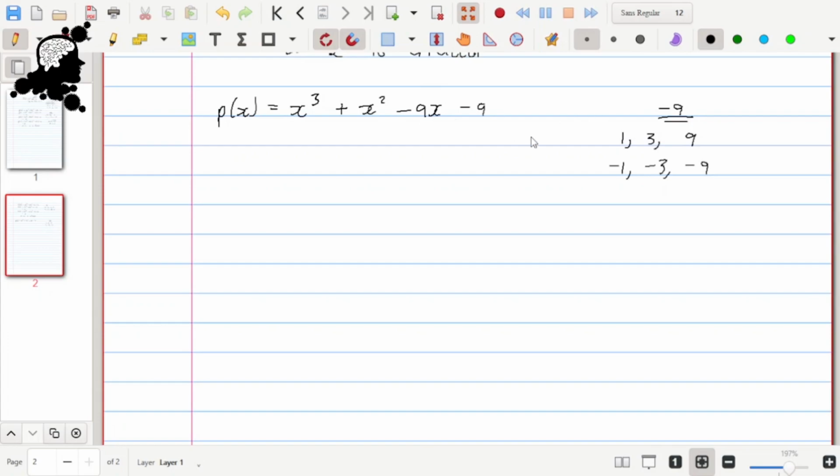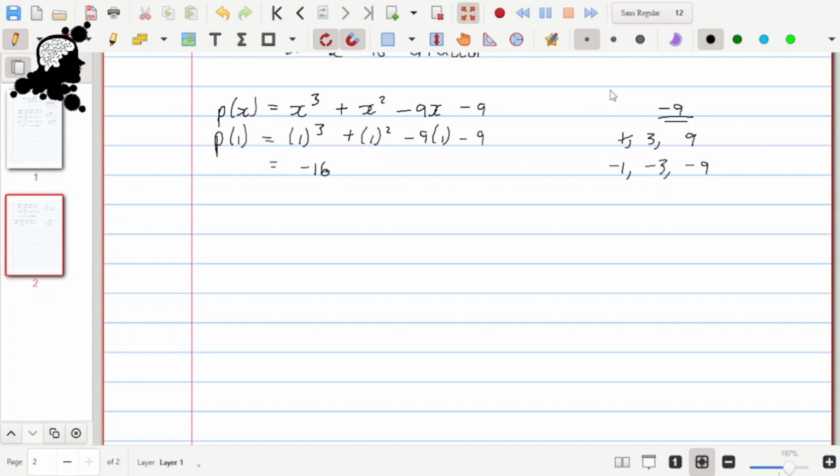Let's start with x is equals to 1. So, p of 1, this is going to give you 1 cubed plus 1 squared minus 9 into 1 minus 9. If you type this into your calculator, you would get an answer of negative 16. Right. We are not getting 0 as an answer, so that means x is equals to 1 is out. Let's try another factor.